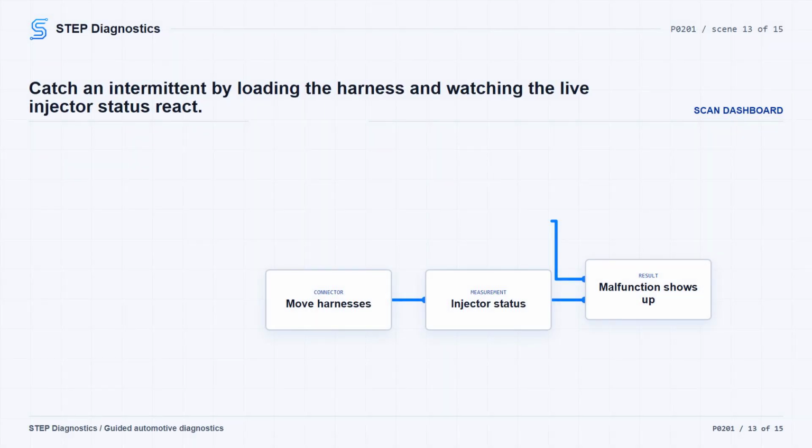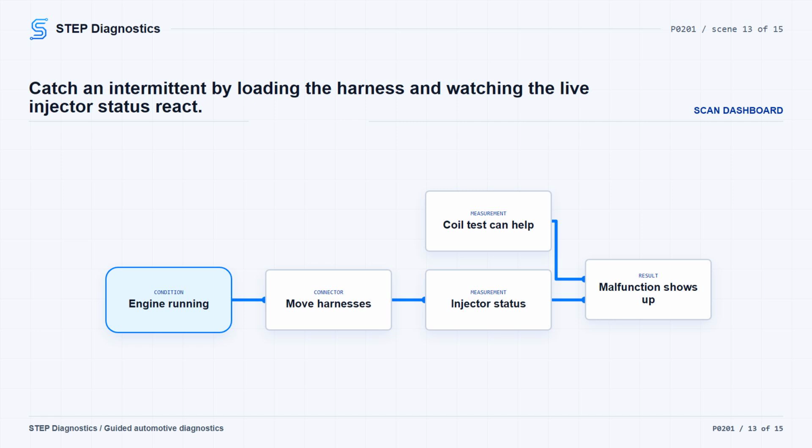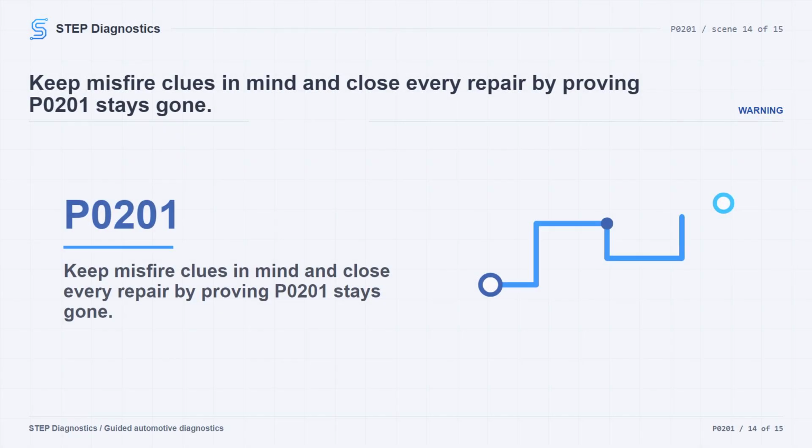If the fault is intermittent, move the related harnesses and connectors with the engine running while watching the injector control circuit status on the scan tool. A change from OK or not run to malfunction tells you the circuit or connection is reacting. Also remember, high resistance in an injector circuit may show up as a misfire without setting an injector circuit code, and the MIL flashes when there is an engine misfire. After any repair, verify the repair and confirm the code stays gone.